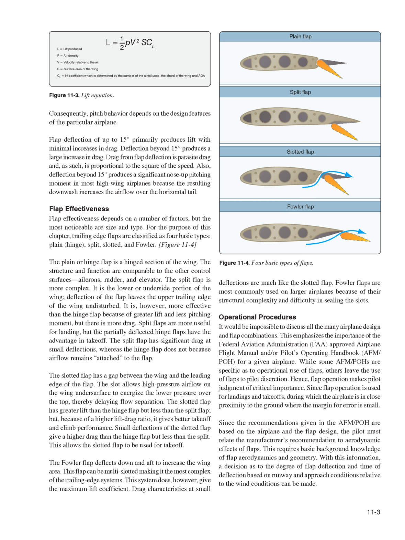This flap can be multi-slotted, making it the most complex of the trailing edge systems. This system does, however, give the maximum lift coefficient. Drag characteristics at small deflections are much like the slotted flap. Fowler flaps are most commonly used on larger airplanes because of their structural complexity and difficulty in sealing the slots.